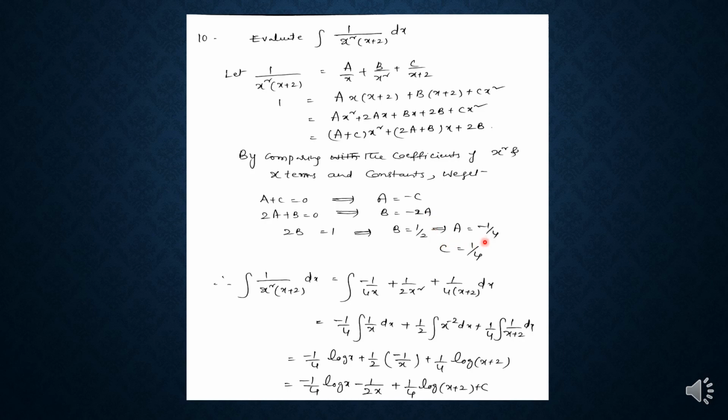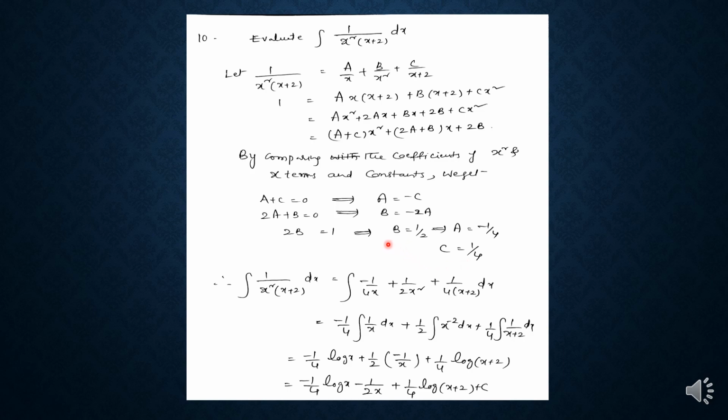minus 1 by 4, that is b by 2, and c is equal to minus a. C is equal to 1 by 4. Thus we got a is equal to minus 1 by 4, b is equal to 1 by 2 and c is equal to 1 by 4.